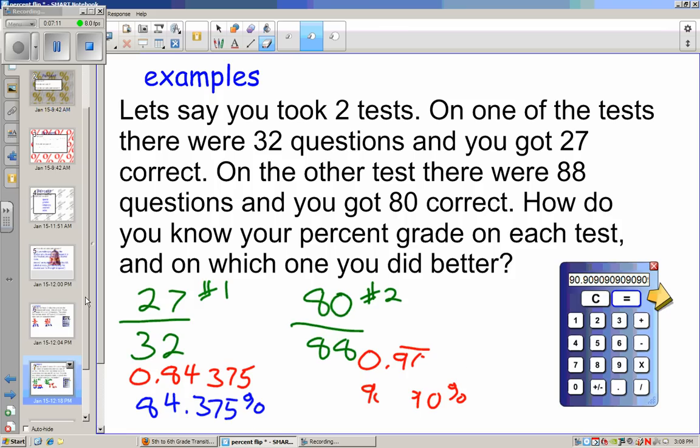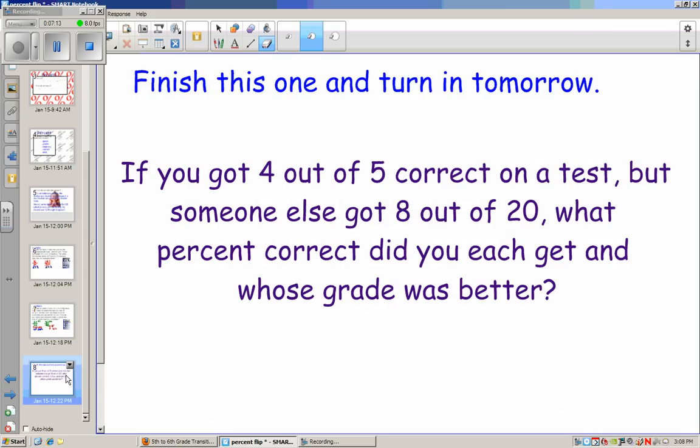So nice job there. Now you're going to practice one on your own. And this one, I want you to finish this one and then turn it in tomorrow. Or you can do it on Moodle. But the question is, if you got 4 out of 5 correct on a test, but someone else got 8 out of 20, what percent did you each get? And then whose grade would be better? Whose percent grade would be better?